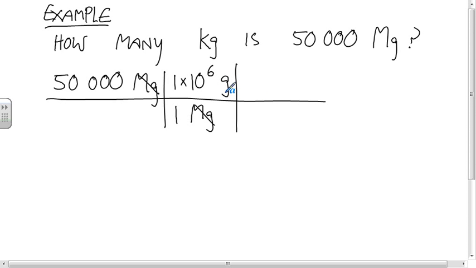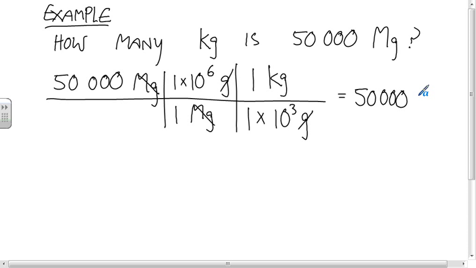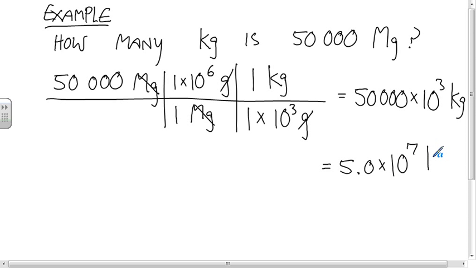And now I'm going to go from grams to kilograms. So 1 kilogram is 1 times 10 to the 3rd grams. The grams cancel, and you end up with 50,000 times 10 to the 3rd kilograms. And then if you wanted to put that in scientific notation, that would be, so 1, 2, 3, 4, so 5.0 times 10 to the 7th kilograms.